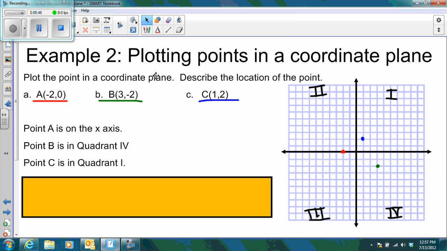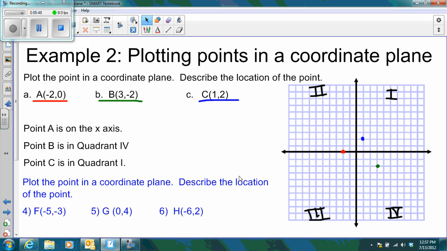So use a piece of graph paper or draw your own coordinate plane and describe the location of each one of these points and plot them on a coordinate plane. So press pause now.